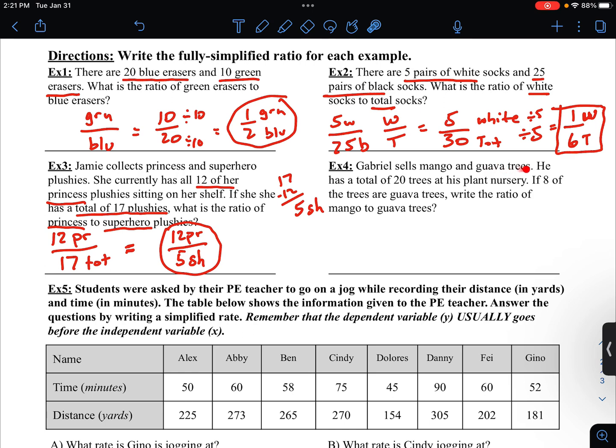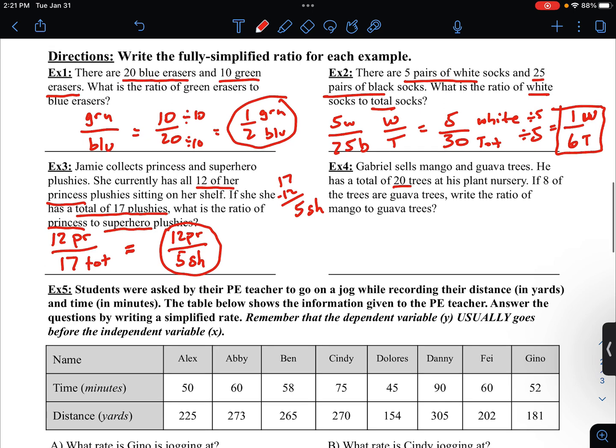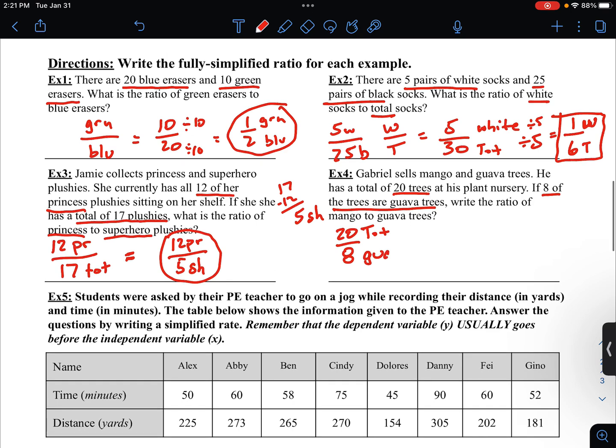Gabriel sells mango and guava trees. He has a total of 20 trees at his plant nursery. So 20 total trees. If 8 of them are guava, write the ratio of mango to guava. So they want the ratio of mango to guava. They give us a total of 20, and 8 are guava. There we go. And now they want a ratio of mango to guava.